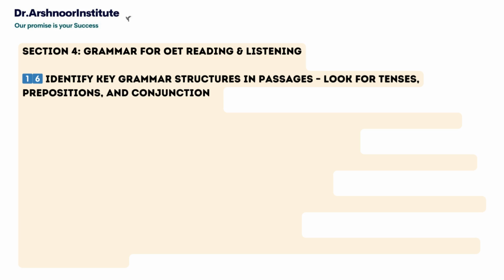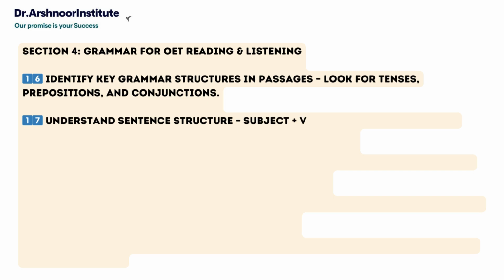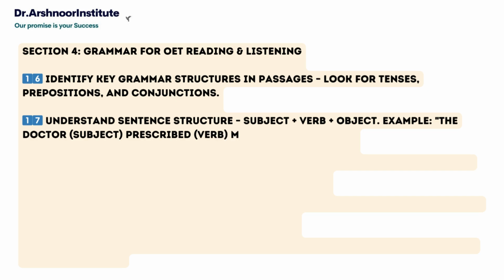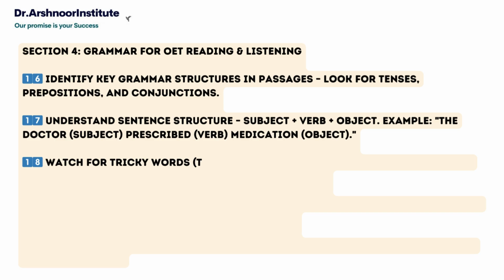17th, understand sentence structure: subject plus verb plus object. For example, the doctor is the subject. Prescribed is in the past tense, the second form of the verb, and the medication goes with the object. The doctor prescribed medication.